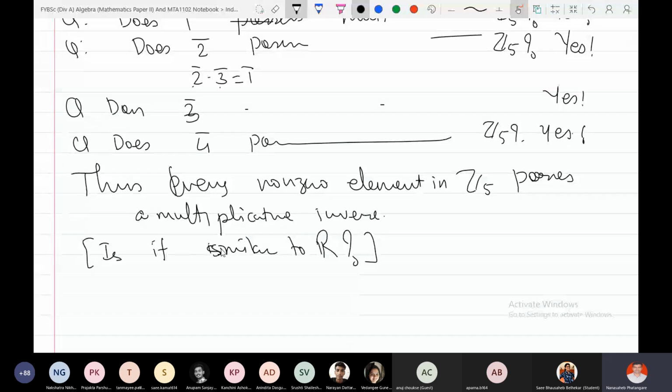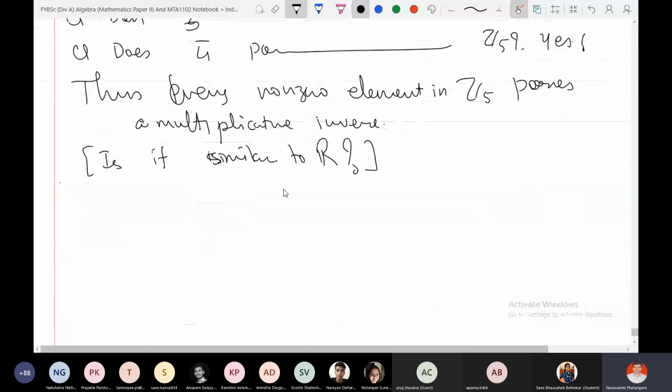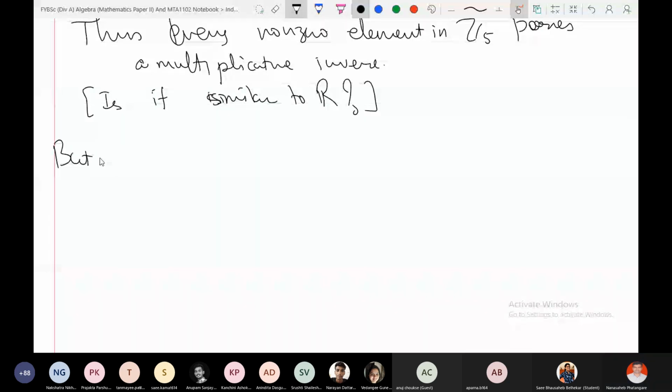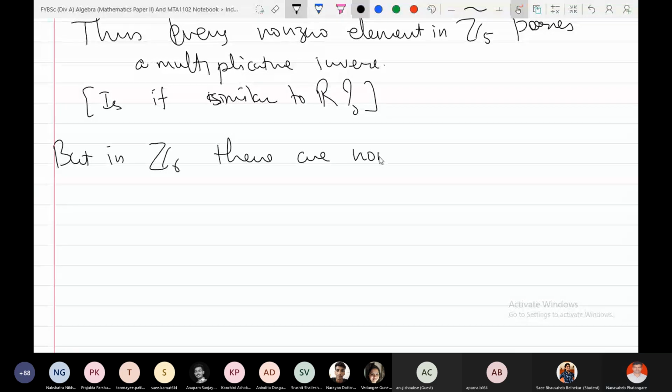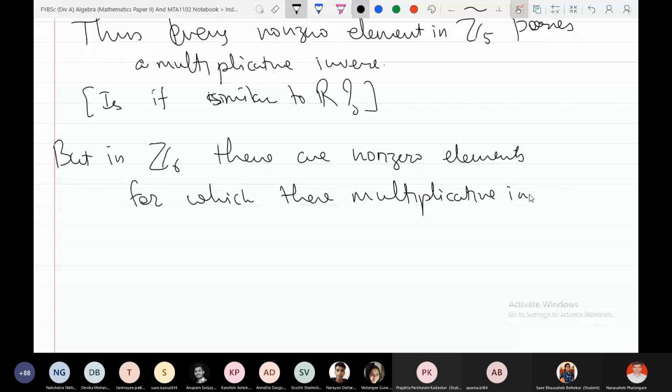But this is not happening in the case of Z6. In Z6, there are non-zero elements for which there is no multiplicative inverse in Z6. So there is no multiplicative inverse in Z6.